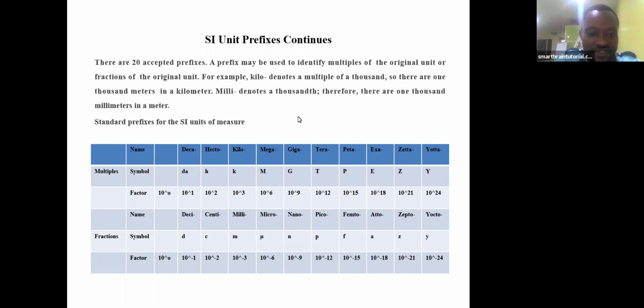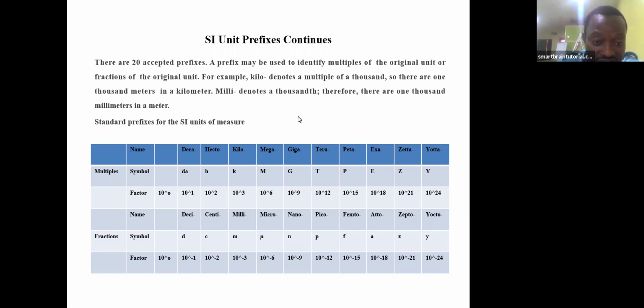Now we'll see the table here shows standard prefixes for the SI unit of measurement. First, in the table, you will see at the top of the column, we have name, multiples, and if you come down, you have fractions. If you go horizontally, you have name. The first one is the deca. Next, you have hecto, kilo, mega, giga, tera, peta, exa, zetta, and then yotta. All of them are prefixes.